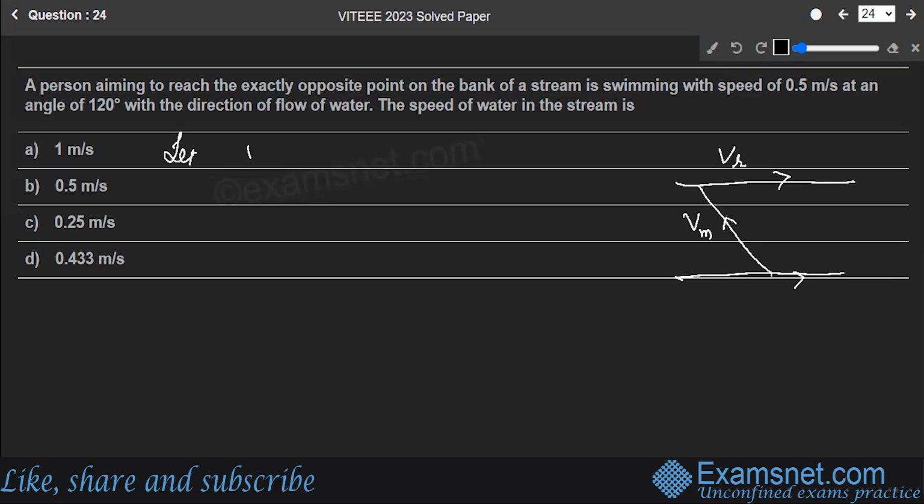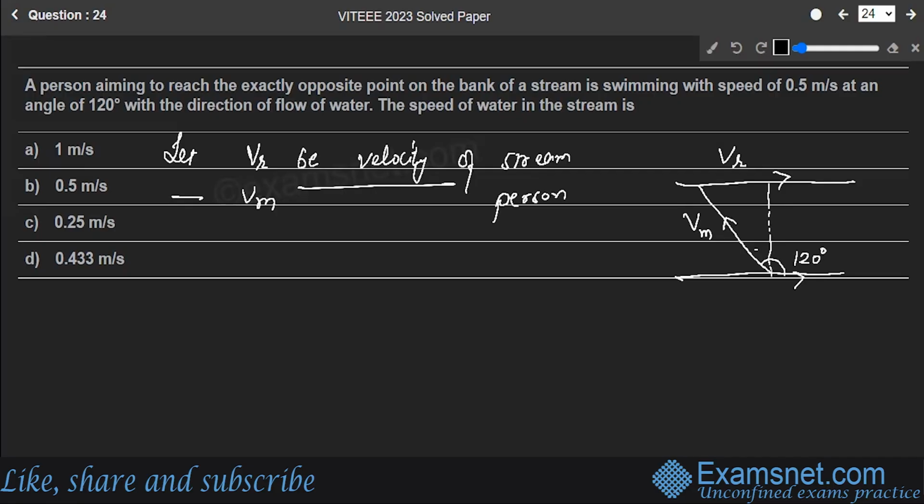Let's say VR is the velocity of the stream and Vm be the velocity of the person. So you are given in the question that this angle is equal to 120. Let's divide it. So this angle is a 90-degree angle, and this will be a 30-degree angle.